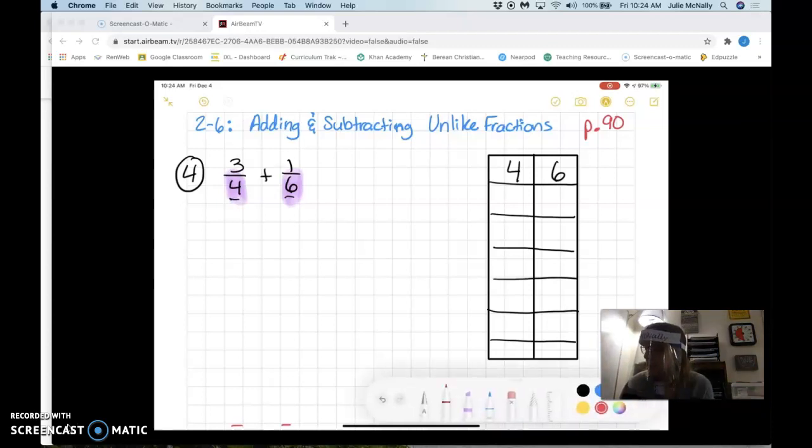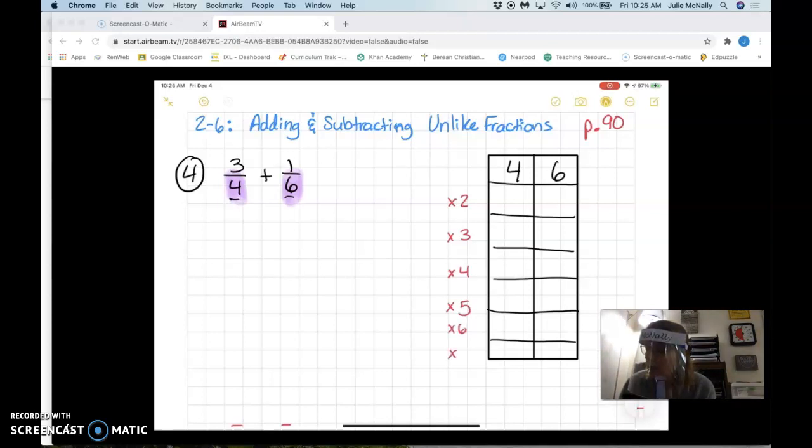Then I start multiplying each number to find a least common denominator. Now the least common denominator is a number that you can multiply both of these numbers to equal. Okay, they both will eventually equal the same number is what that means. So let's do one, and I think you'll understand a little more as we do some more examples. So don't panic yet, okay?